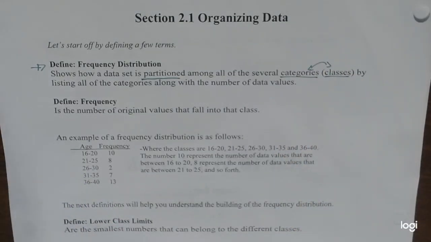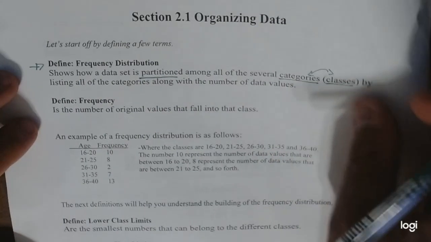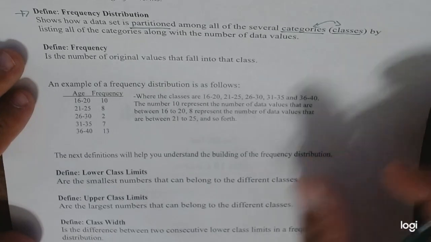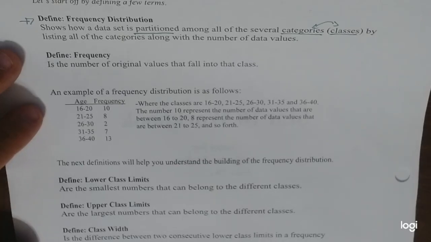I'll introduce classes now. For now, we use categories, but we use classes later on in the course, so vice versa. So I'll read it again. It shows how the data set is partitioned among all the several categories or classes by listing all of the categories along with a number of data values. I'll give you an example of what I mean by that in a little bit. The next major definition is called a frequency. The frequency is the number of original values that fall within that class.